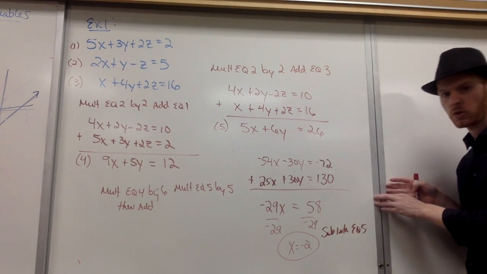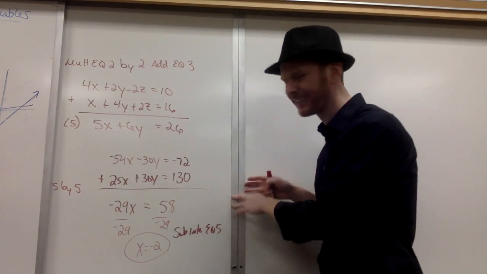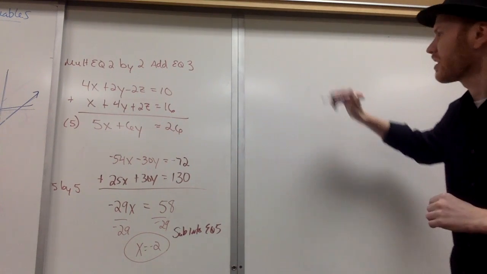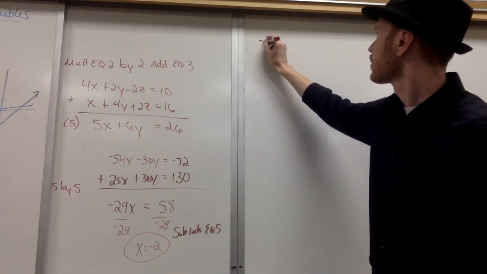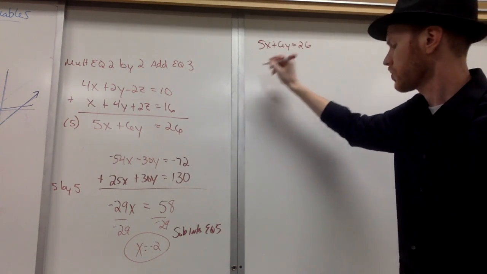Now, I'm going to scroll the screen. There we go, because I'm running out of space. So I'm going to plug it into here. So 5x plus 6y equals 26. So let's go ahead and substitute.